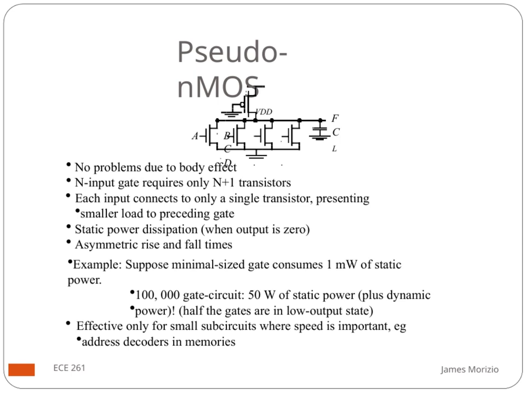Another consideration is that these gates often have asymmetric rise and fall times, which can affect timing and performance. Because of these factors, pseudo-NMOS is mainly effective for small parts of a circuit where speed is critical, such as address decoders in memory systems. Overall, while this design has its benefits in speed and simplicity, the power trade-offs limit its broader use.